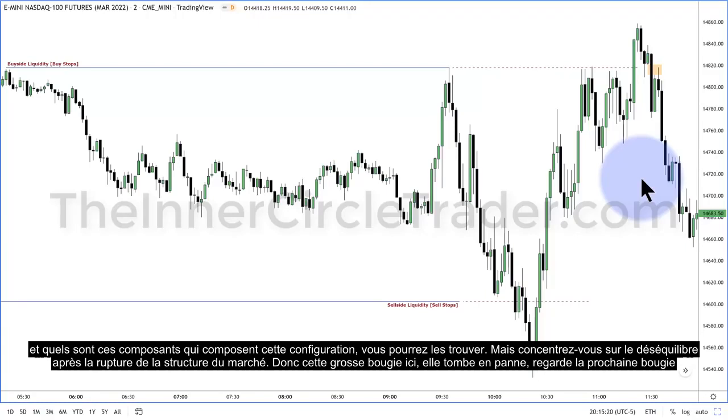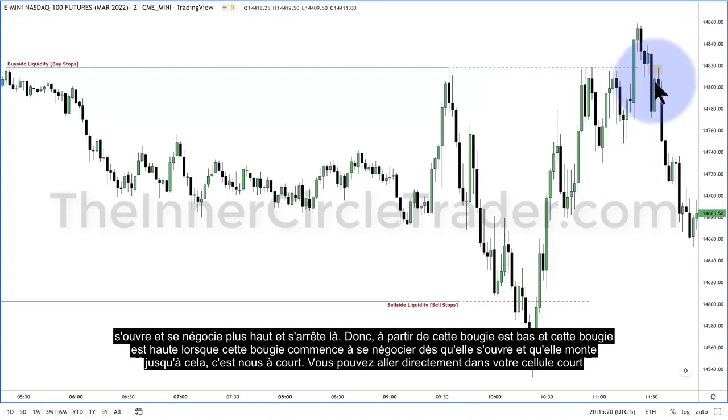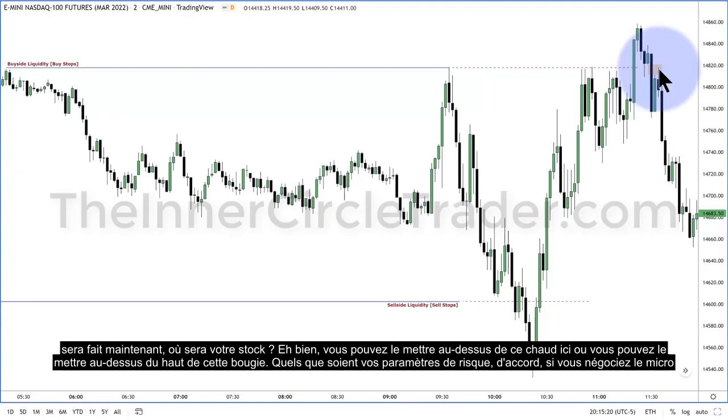But focus on the imbalance after the market structure breaks. So this big candle here, it breaks down. Look at the next candle. It opens and trades higher and stops right there. So from this candle's low to this candle's high, when this candle starts trading, as soon as it opens and runs right up into that, that's a short. You can go right in there, sell short, be done. Now, where's your stop going to be?